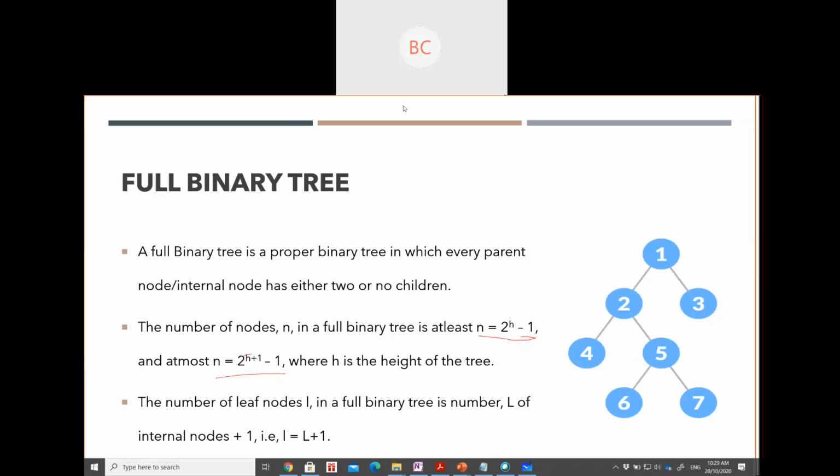Okay, so this formula will work when the height of the tree is given. Now suppose I'm telling you the number of leaf nodes is given. Okay, so if you have L as the leaf nodes and capital S as the internal nodes, how can you calculate the leaf nodes? It will be S plus 1. So how many leaf nodes here in this tree? How many leaf nodes here in this tree?